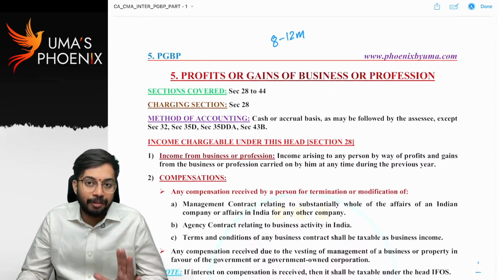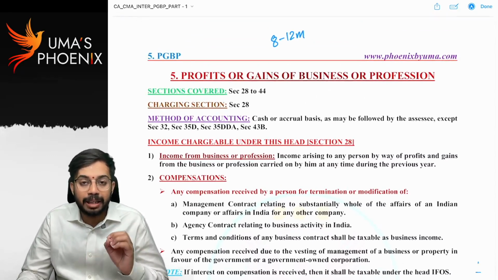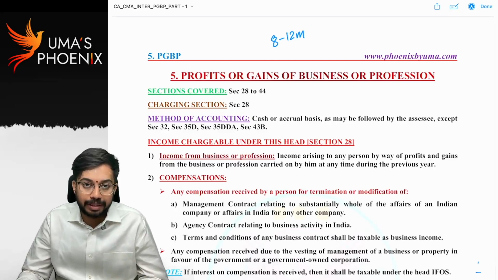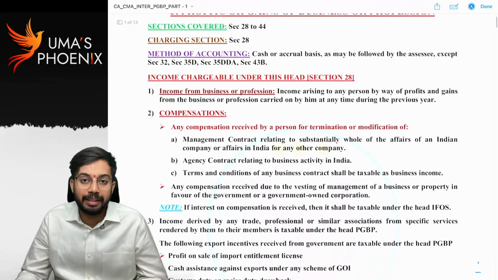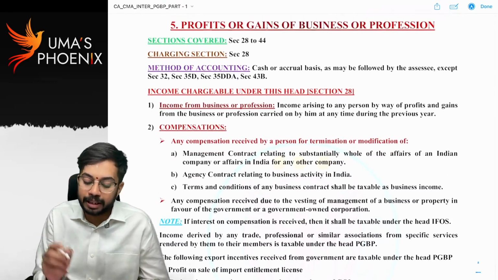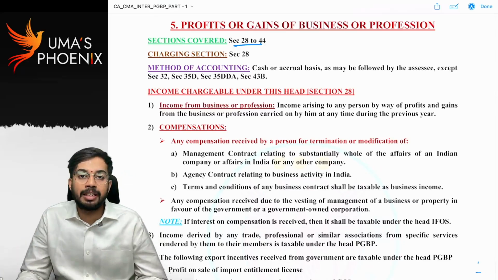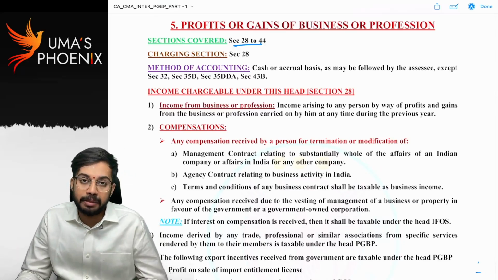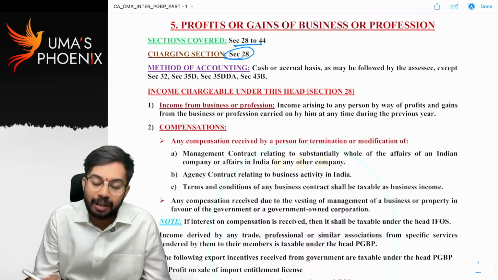So listen carefully from start to the end, you will get the best benefit out of it. You can understand the concept and you can start doing the problems. Shall we start? Yes. What are the sections that are covered under the head PGBP? Sections 28 to 44. Sir, what is the charging section? The charging section is section 28.